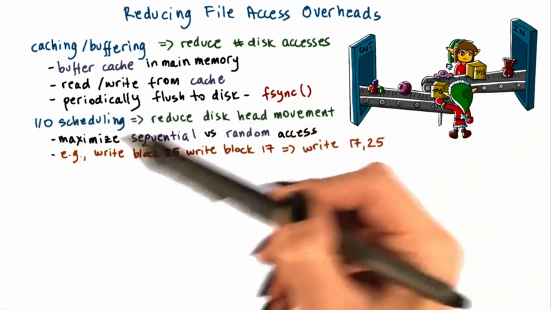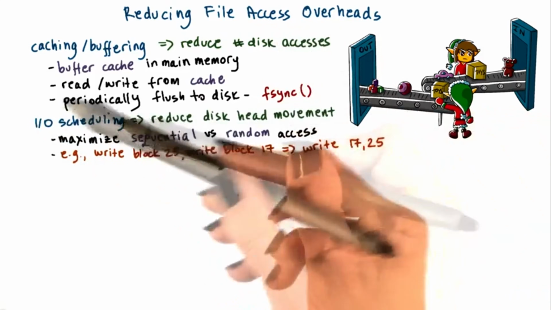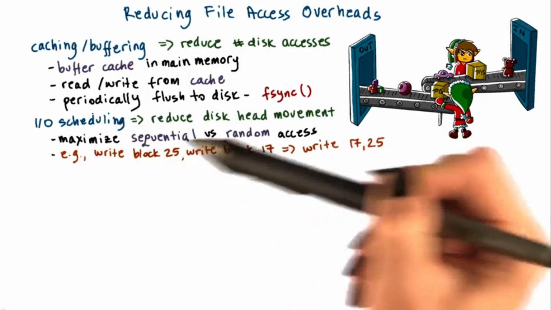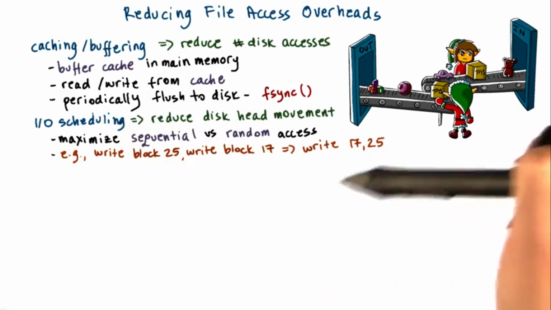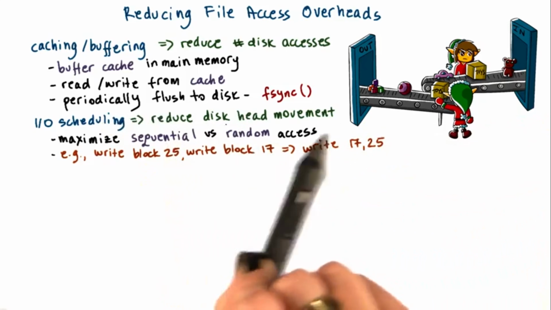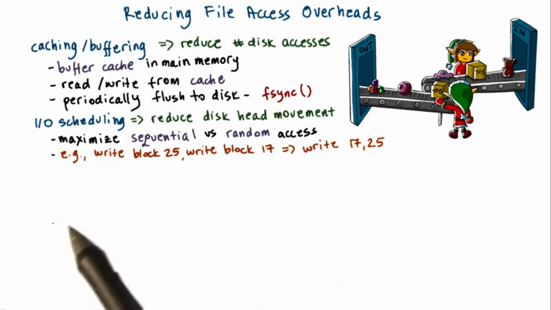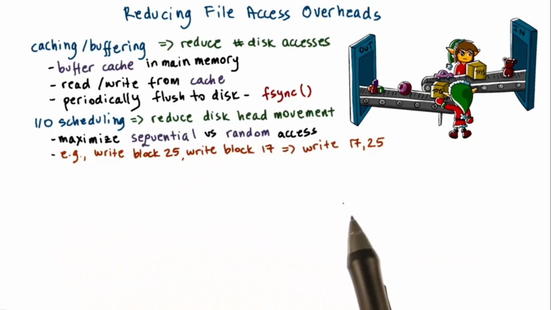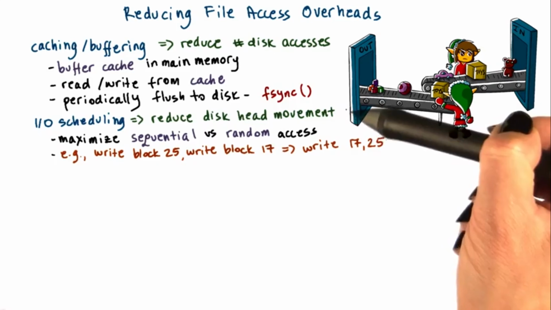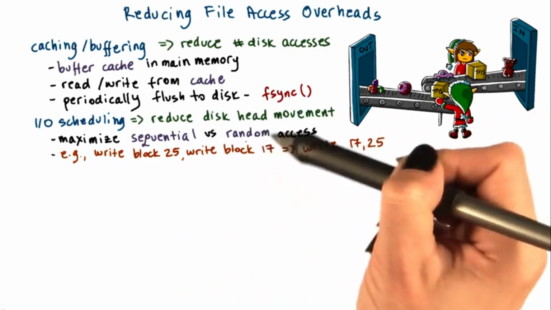Another component that helps reduce the file access overheads is what we call IO scheduling. This is the component that orders how disk access operations will be scheduled. The intent is to reduce the disk head movement, that's a slow operation, and we can do that by maximizing the number of sequential accesses which are needed. So for sequential accesses, the disk head movement is not expensive. It's expensive for these random accesses, so that's what we want to avoid.